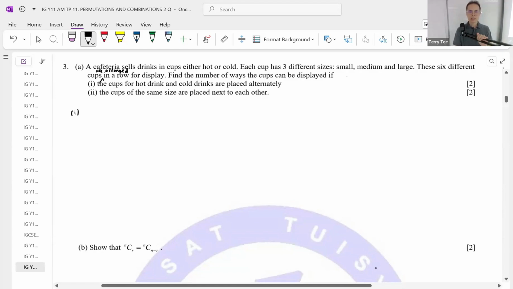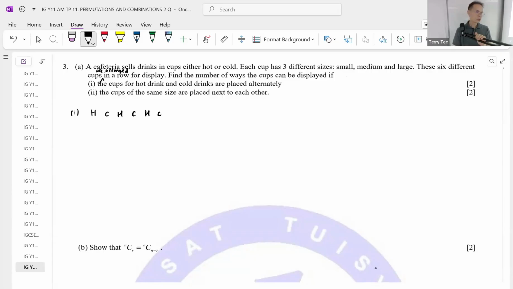So you have 6 different sizes. We don't care whether the size is big or small, but they are different. When you say alternately, we can have hot, cold, hot, cold, hot, cold, or the other way around: cold, hot, cold, hot, cold, hot. Now, the thing is, if I start with hot, it's 3, 2, 1, right? So 3 factorial times 3 factorial, times 2.